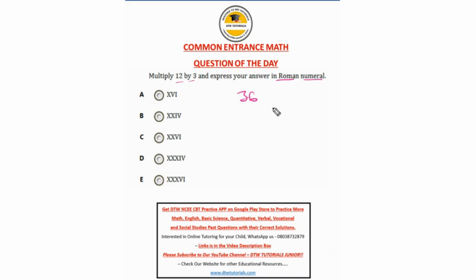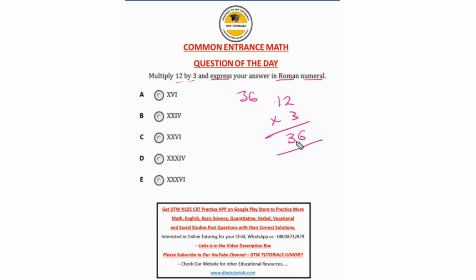36. I hope you remember when we have 12 times 3, okay? 3 times 2 is 6, and 3 times 1 is 3. So our answer is 36, but we have to express it. That is, we have to make 36 the same as what it should be in Roman numeral. That's the meaning of express. Express this answer in Roman numeral.